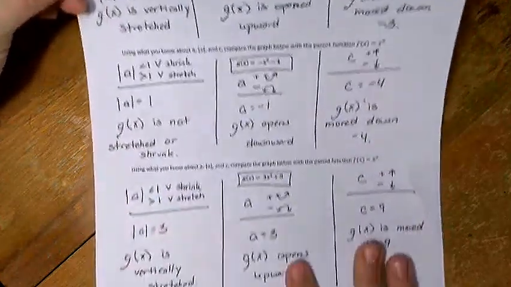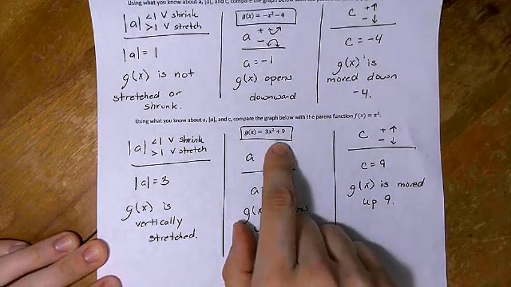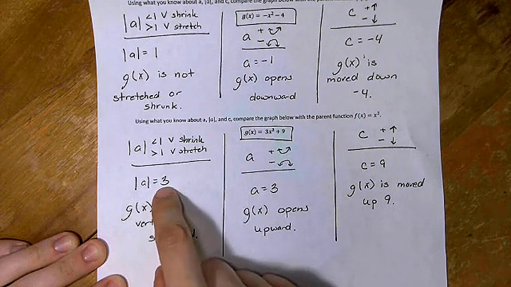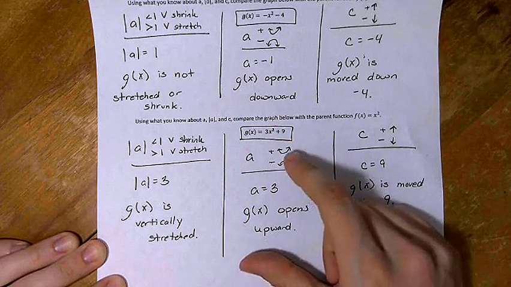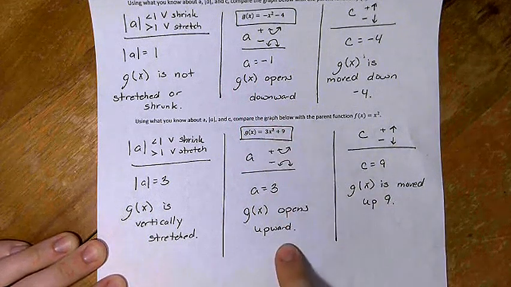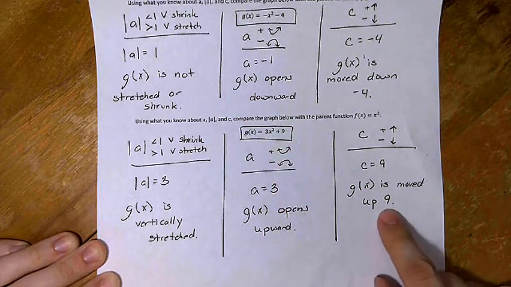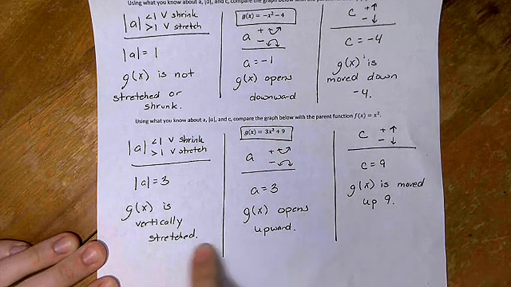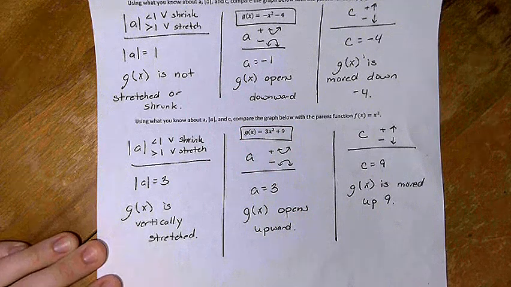And then our last one, g of x equals 3x squared plus 9. The absolute value of our a, which is 3, is bigger than 1, so it's a vertical stretch. And then we have a positive 3 here, so it opens upward, and a plus 9, so that means the graph has been moved 9 up. So g of x is moved 9 upwards, opens upward, and is a vertical stretch compared to f of x equals x squared.